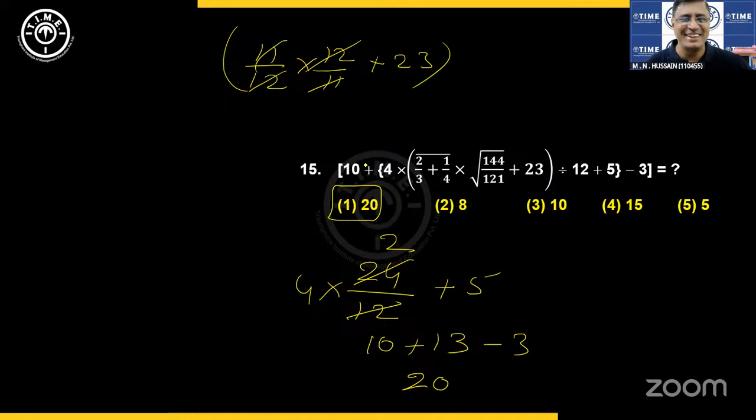A small correction here. Small mistake from my side. That is 11 and 11 get cancelled. 12 and 12 get cancelled. Result is 1. 1 plus 23, that is 24. 24 by 12 results 2. 2 into 4, 8. 8 plus 5, that is 13. 13 minus 3 plus 10, that is 20. Option 1. First choice is the right answer. Now look at the next example.